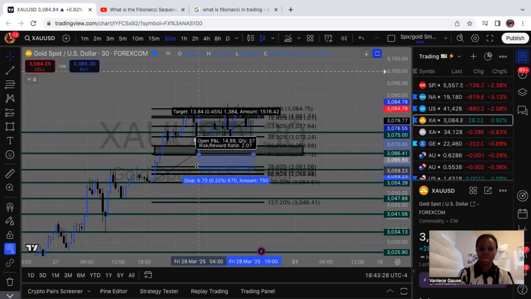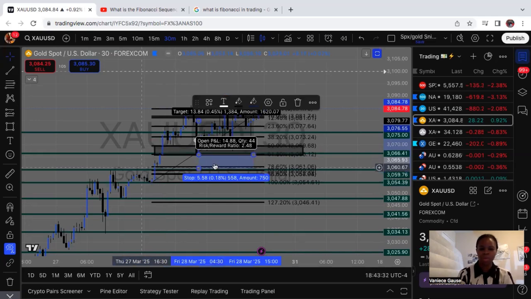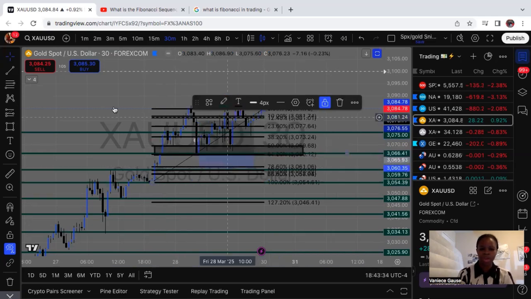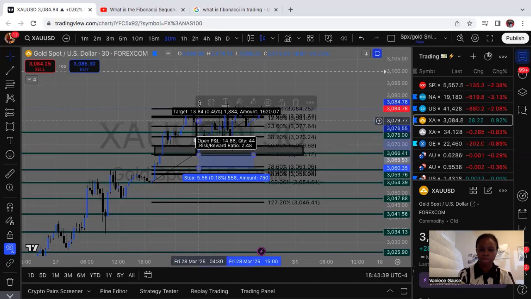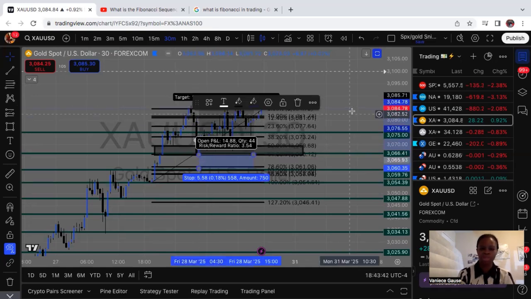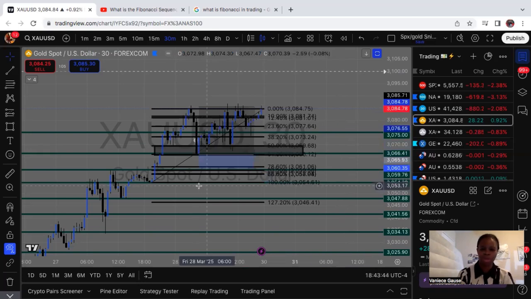My stop loss would probably be at the next particular zone. So my stop loss would be right here. And then my take profit would have been obviously where the Fib did end up going to fully, right? So that would have been a 1 to 3 risk to reward on this particular trade.